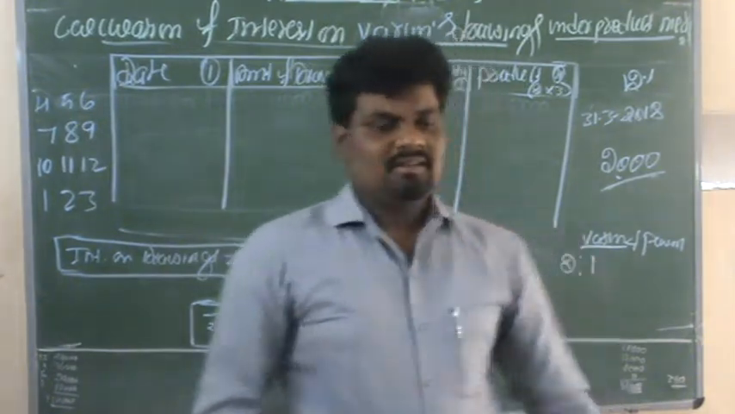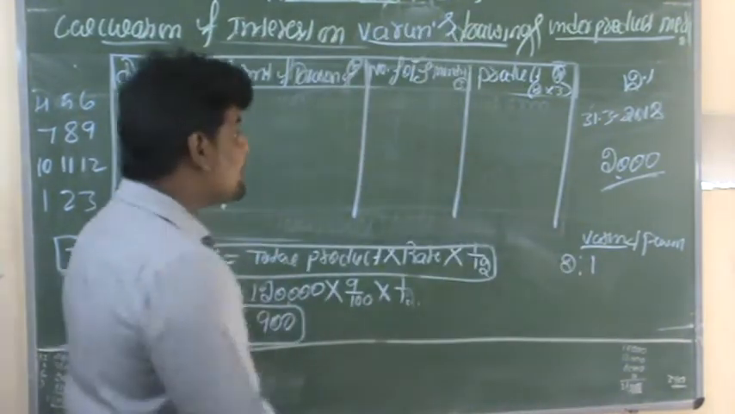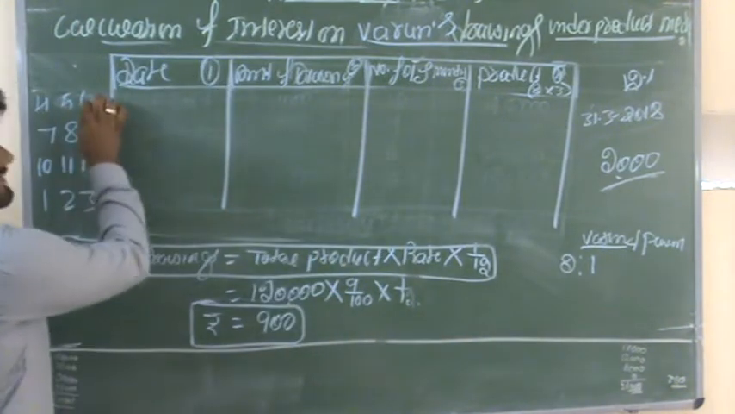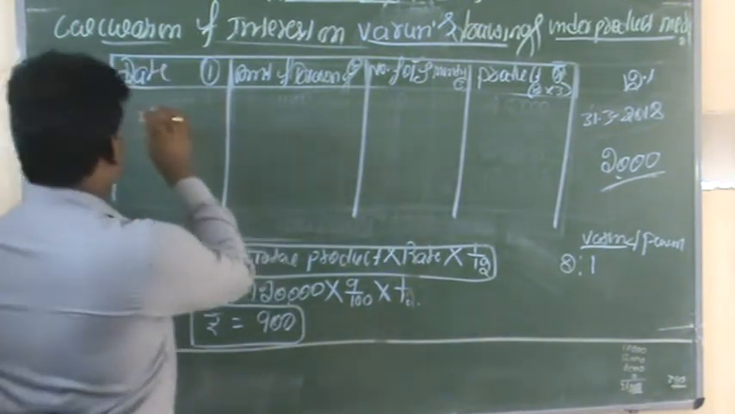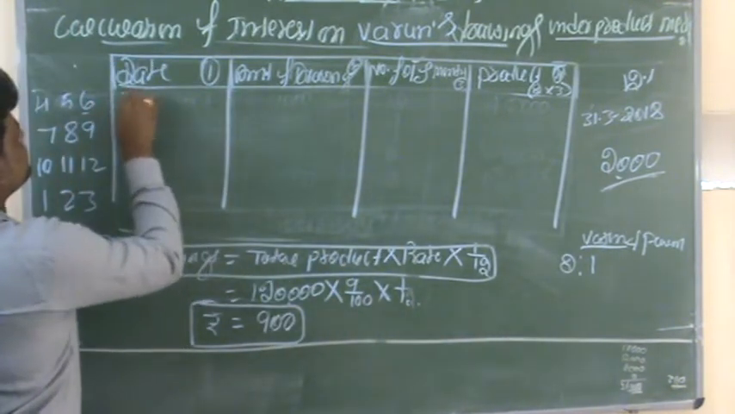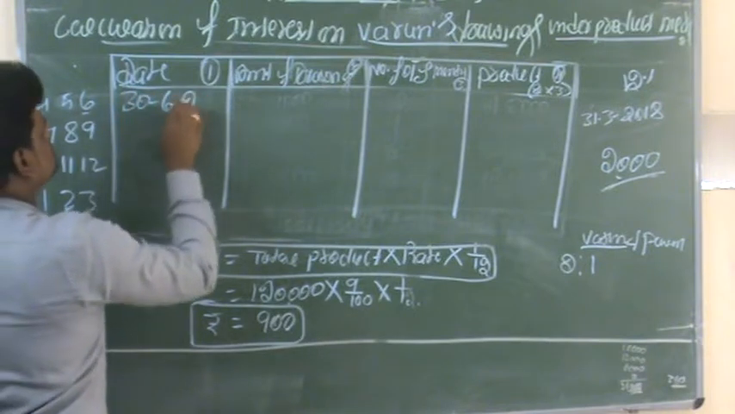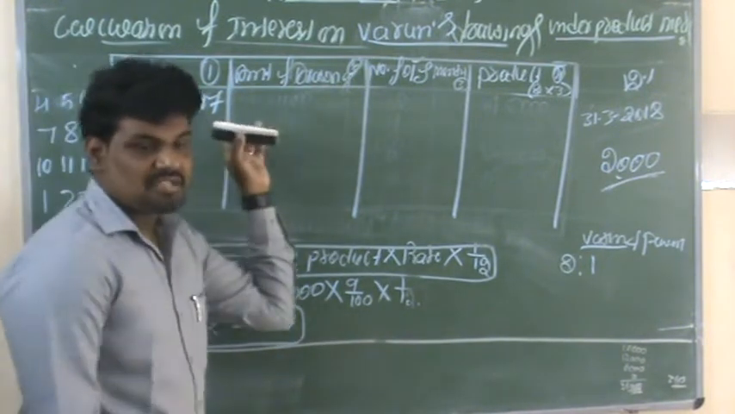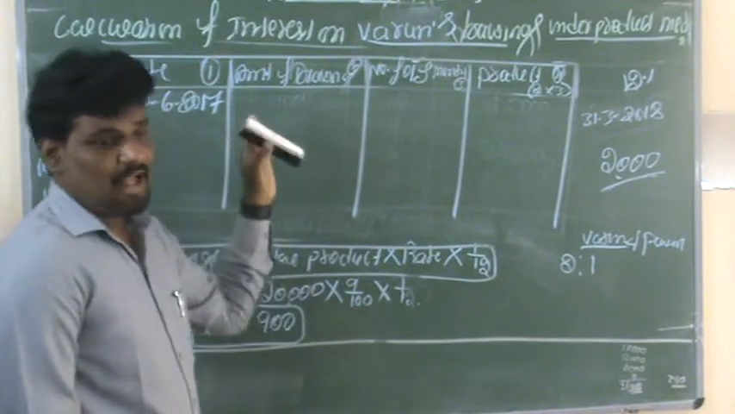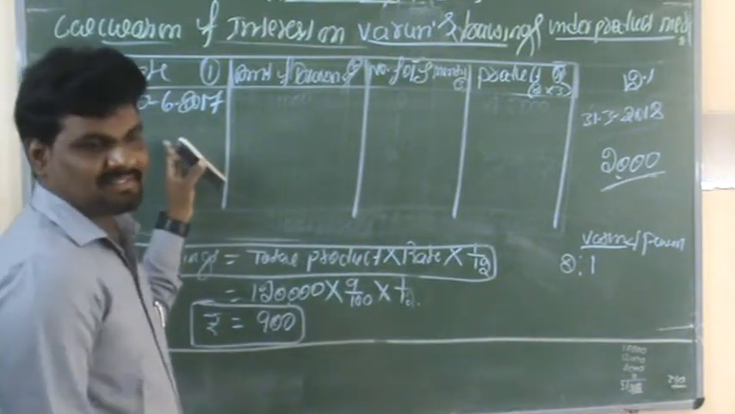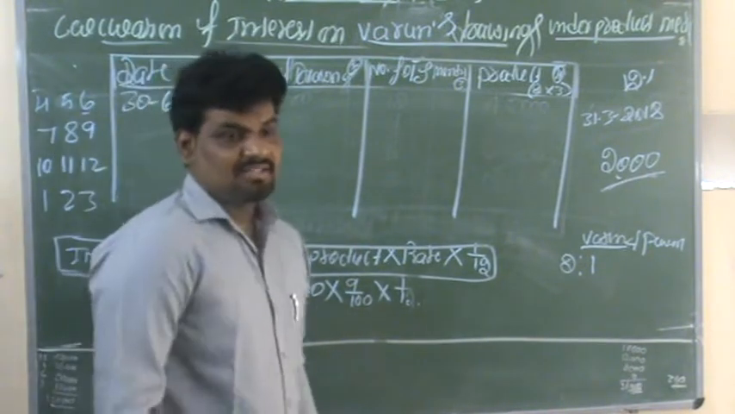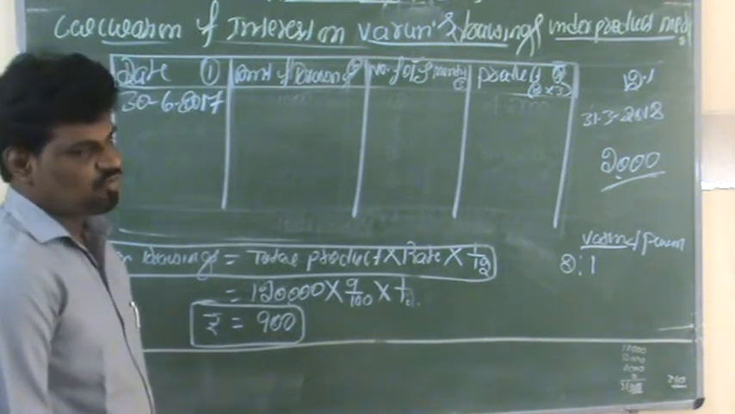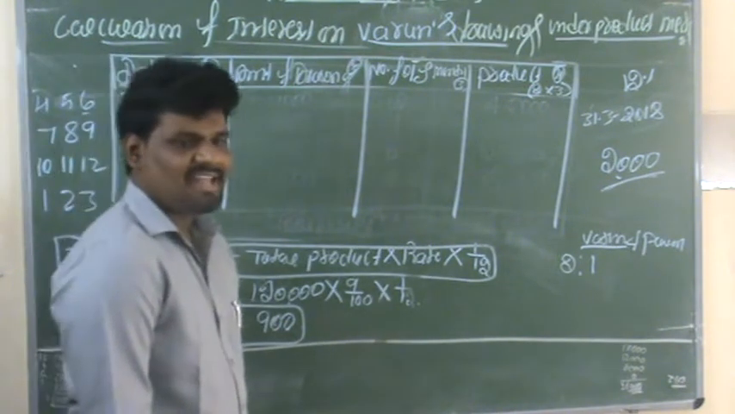So come back here. In the first quarter, on which date are they withdrawing? 1, 2, 3. This is the end of the month of the first quarter, 30/6/2017. This is the end of the first quarter. So this is the first date when the partner withdraws the amount of drawings, in the first quarter ending.